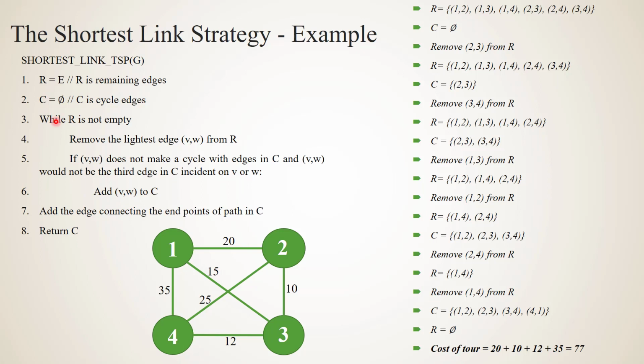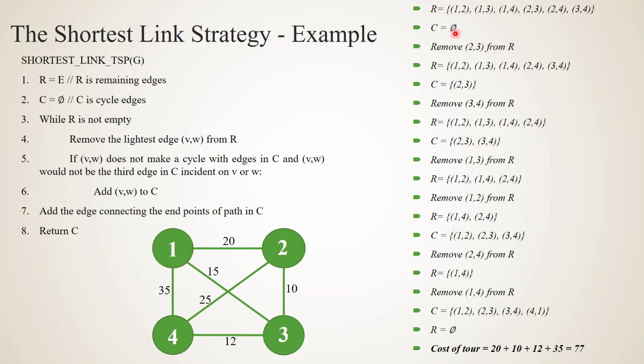Here the condition is while R is not empty. Anyway, R is not empty. Remove the lightest edge (V, W) from R. Here the lightest edge is (2,3). That means, looking at R, (2,3) is the lightest edge. So remove (2,3) from R. So this is R where (2,3) is missing. Next, if (V, W) does not make a cycle with edges in C, and (V, W) would not be the third edge in C incident on V or W.